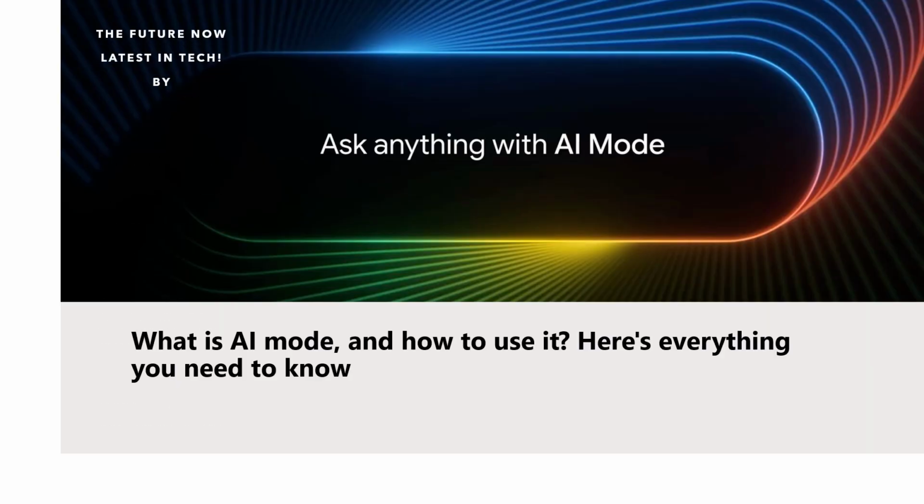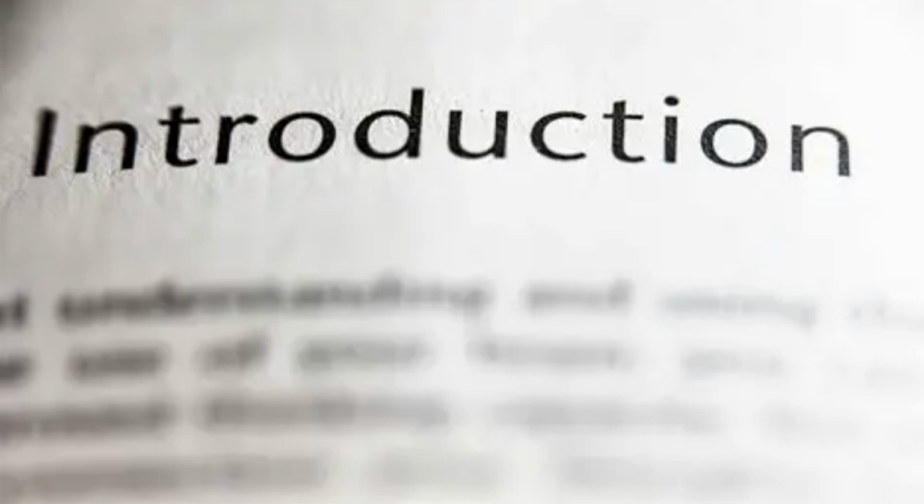What is AI mode and how to use it? Here is everything you need to know about Google AI mode. Introduction. If you have visited Google or opened your Chrome browser, you may have noticed something a little different. The home page featured an animated doodle. Click it and you are taken straight to AI mode, Google's new step in redefining how we search online. The doodle even had a share button.